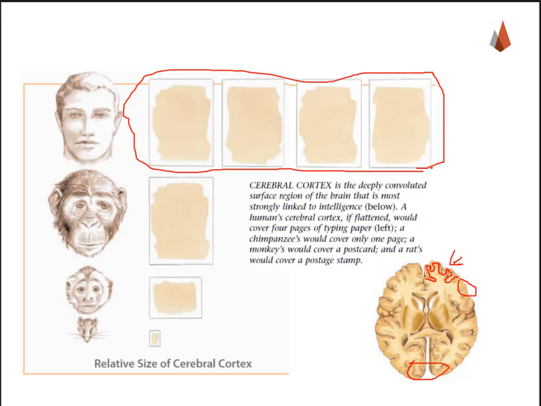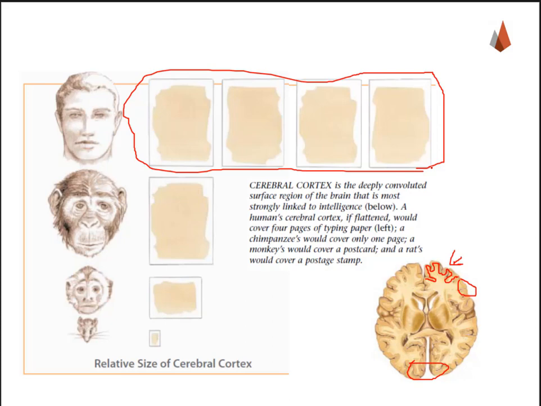And one of the things that led us to think that it was just the size of our brains that made the difference was when we compare this to our closest representatives in the animal kingdom, such as the chimpanzees. It's a huge difference, right? We've got 4 sheets of paper and they've got 1. Then if you go down below that to the monkeys, they've got about a postcard size of cerebral cortex, and then rats have about a postage stamp. So there is obviously a clear size difference.